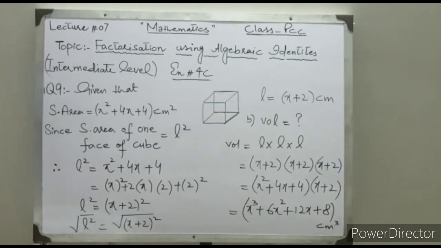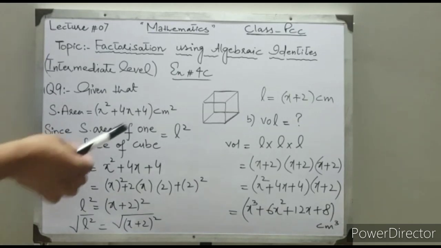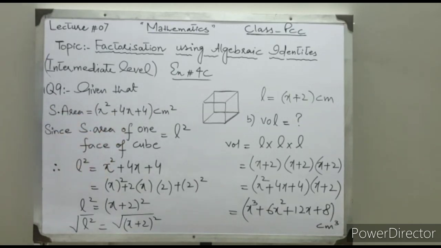Now students, question number 9. Question number 9 is the last question of the intermediate level, an important question. In this question we have the surface area of one face of a cube. This is the figure of the cube. A cube is a figure in which length, width, height are the same. The surface area of one face of the cube is x square plus 4x plus 4 cm square. The unit of the area is cm square.